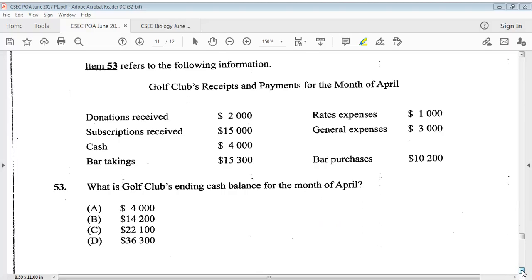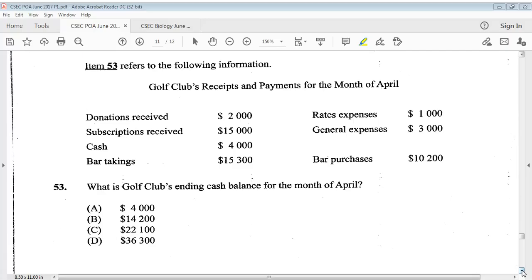Item 53 refers to the following information. We have golf club's receipts and payments for the month of April. We had donations received on the receipt side, 2,000. Subscription received, 15,000. Cash, 4,000. Bar takings, 15,300. And our payments, rates, expenses, $1,000. General expenses, $3,000. And bar purchases, $10,200. What is this golf club's ending cash balance for the month of April?